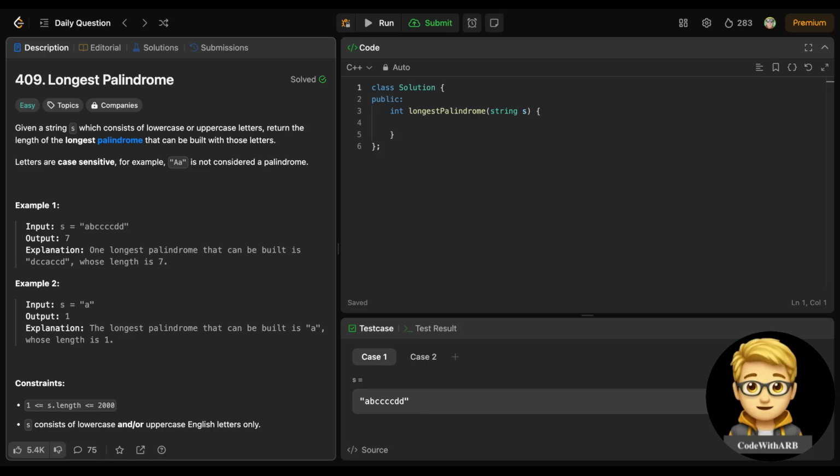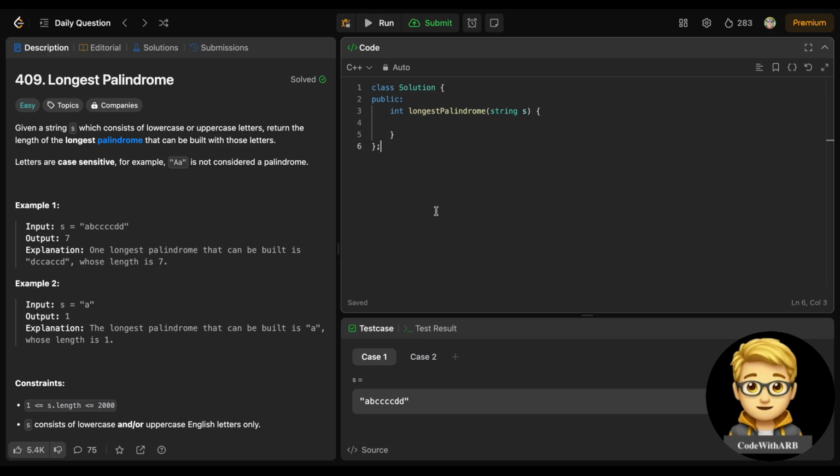This is a LeetCode easy one. So let's see what the question is. The question is Longest Palindrome. We are given a string s which consists of lowercase or uppercase letters. Return the length of the longest palindrome that can be built with those letters.